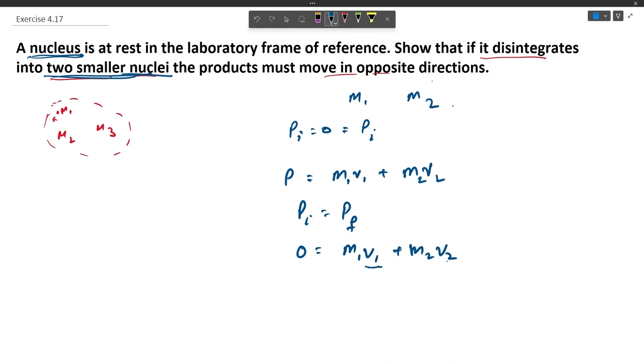So let us assume that in the final stage the particle disintegrates. So v1 can be given by the expression minus m2 v2 divided by m1. Here m1 and m2 are constants, and v1 and v2 have opposite signs, so we can say that the direction of v1 is opposite to the direction of v2. So according to the conservation of momentum, we have proved that the velocities of the particles will be in opposite directions, given that the momentum is conserved. Thank you.